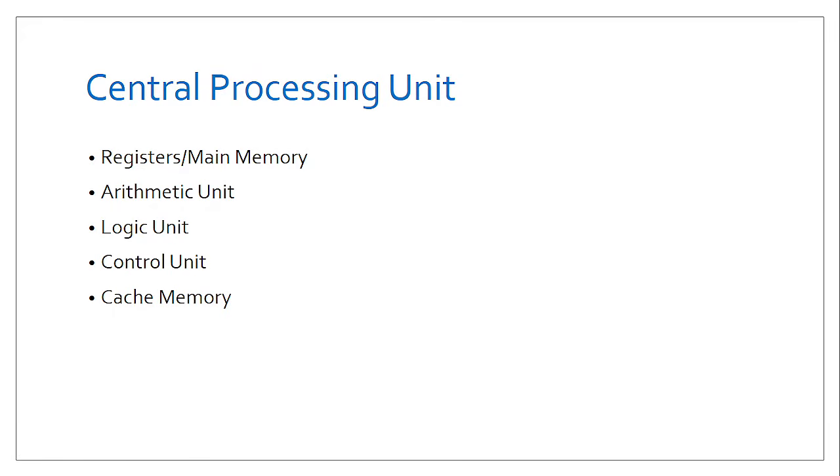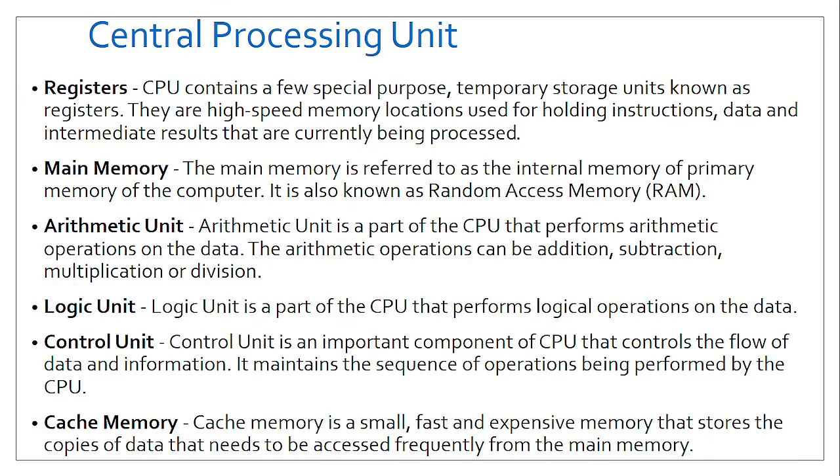So the main components of the CPU are the registers, or the main memory. We also have the arithmetic unit, the logic unit, the control unit, and cache memory. So what are these components? As you can see, the registers contain a few special purpose, or temporary, storage units. They are high speed memory locations for holding instructions.